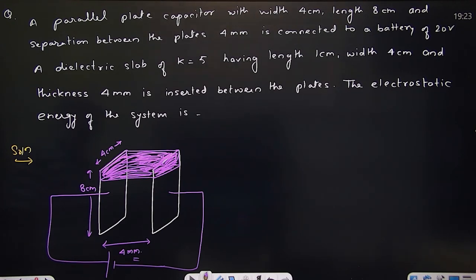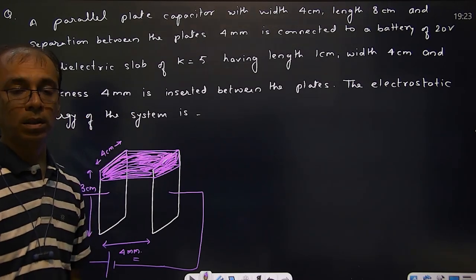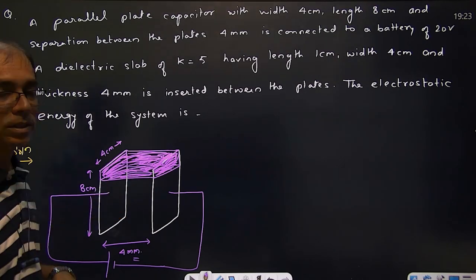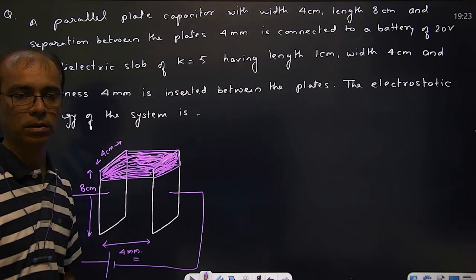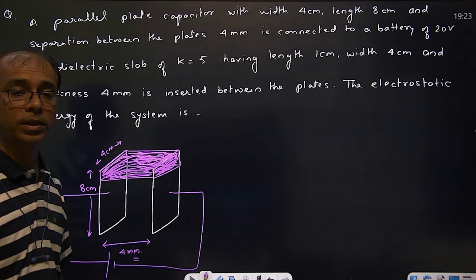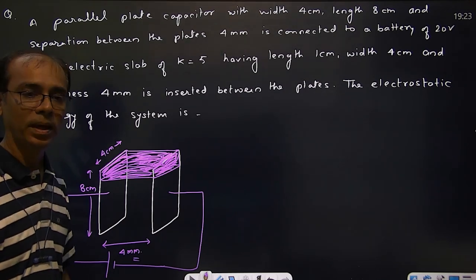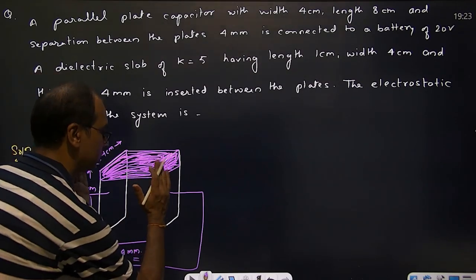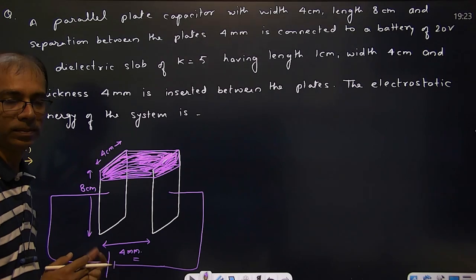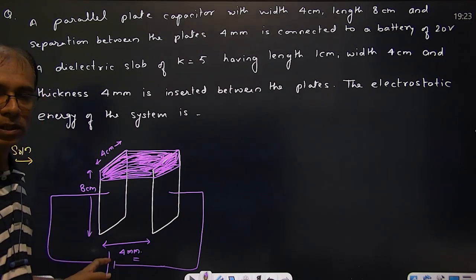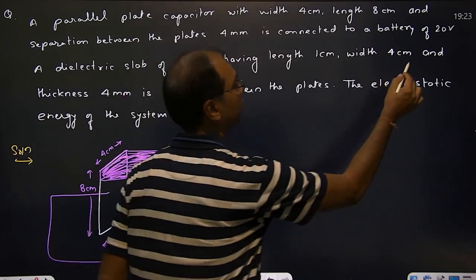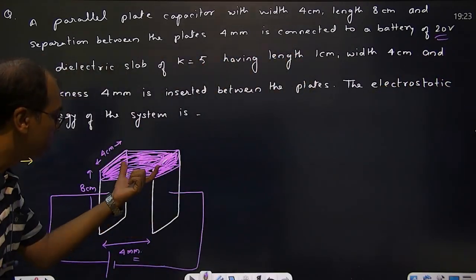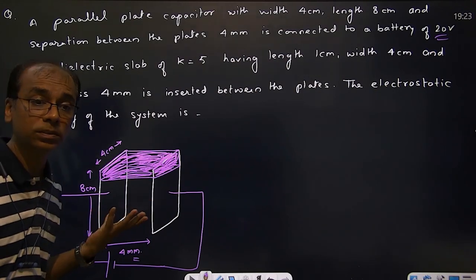Then what they want is the electrostatic energy of the system. So what has happened now? Because you inserted this dielectric, now this is a different capacitor, this much, and this is a different capacitor. If these are different capacitors, then what type of connection, series or parallel? Parallel. Why? Because these two plates have how much potential difference? 20. Whatever the potential difference is, 20 volt, here also 20 volt potential difference, here also 20 volt. This is a parallel connection.